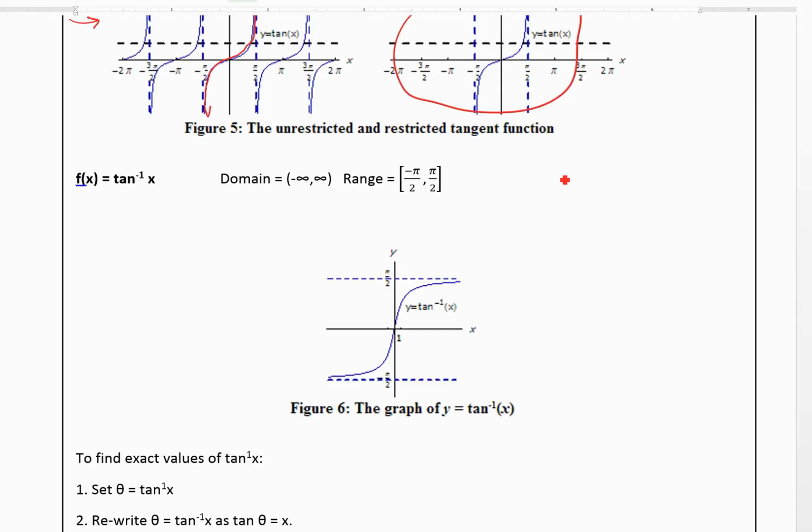So for inverse tangent, the domain is going to be from negative infinity to infinity. You can put any value in there. But the range is from negative pi over 2 to pi over 2. So if you're thinking about the unit circle, this is the right-hand side of the unit circle.